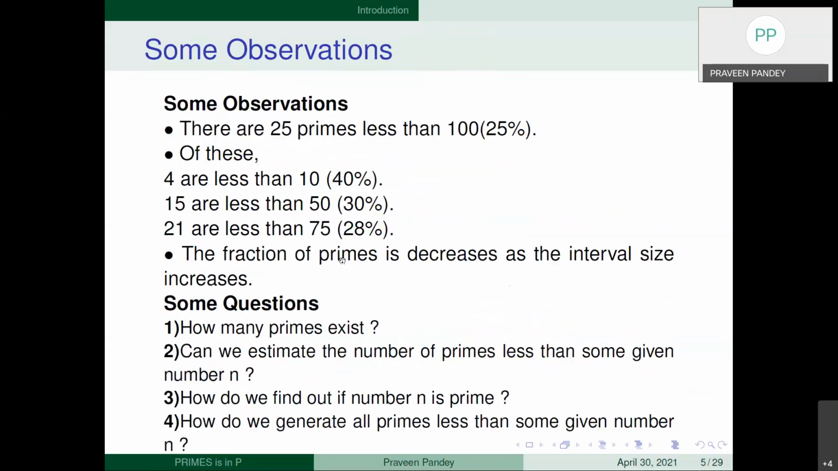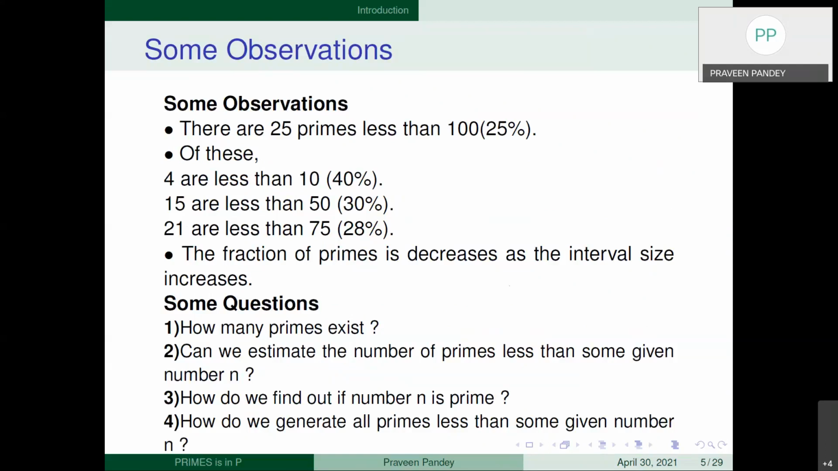Let's look at a few observations. There are 25 primes less than 100, so 25% of all the numbers from 1 to 100 are primes. Of these, 4 are less than 10, that is 40%. 15 are less than 50, that is 30%, and 21 are less than 75, that is 28%. That means the fraction keeps decreasing as we move further.